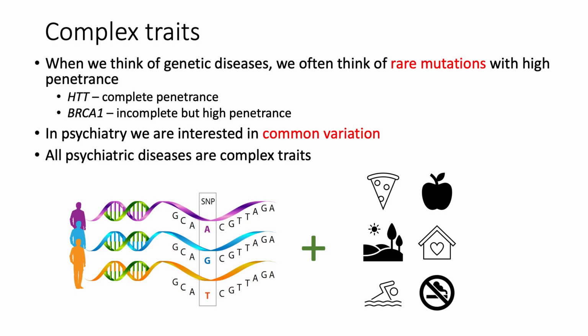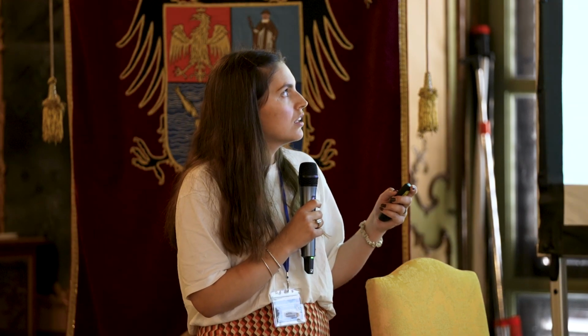In psychiatry, we're interested in common variation. These are positions on the genome that vary very frequently between individuals. Individually, those variations on their own have a very small effect size. But taken together, they can contribute to an overall significant increase or decrease in your risk of a disease. We describe all psychiatric traits, and indeed most biological traits, as complex traits, meaning they are explained by a combination of many genetic markers and, importantly, environmental factors as well.